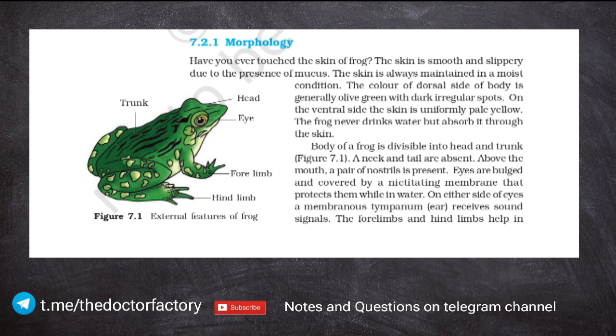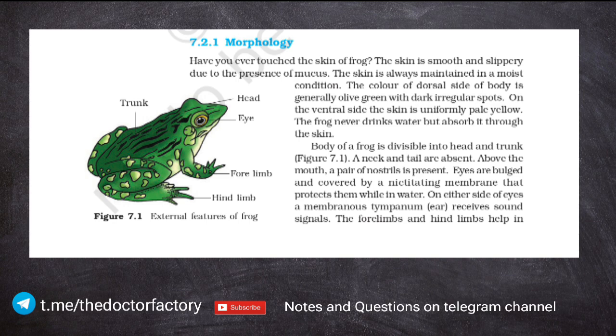The body of a frog is divisible into head and trunk. A neck and a tail are absent. Above the mouth, a pair of nostrils is present. Eyes are bulged and covered by a nictitating membrane that protects them while in water. On either side of the eyes, a membranous tympanum, that is the ear, receives sound signals.